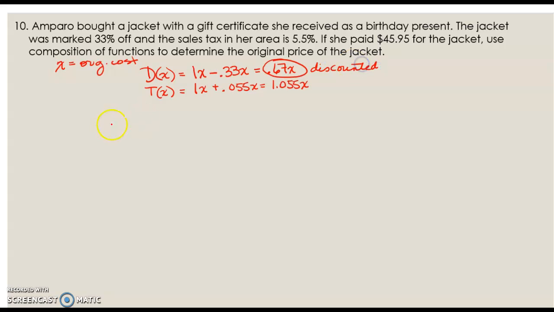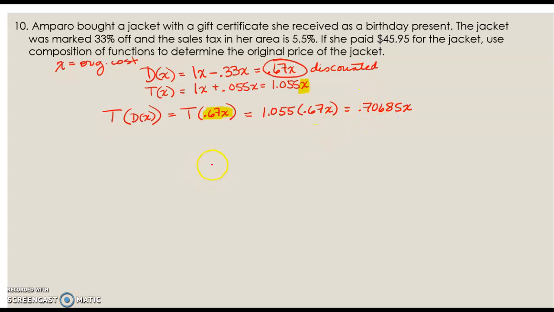So what you're actually doing is the tax on the discounted price, which is tax on 0.67x. That 0.67x is going to go in for this x right here. So what you're going to have is 1.055 times 0.67x, and I have done this out before, that gives you 0.70685x.